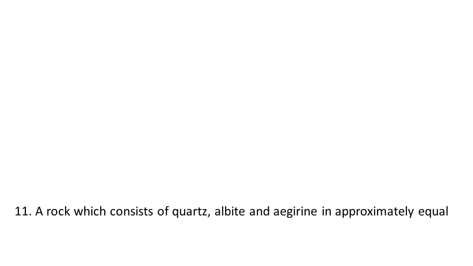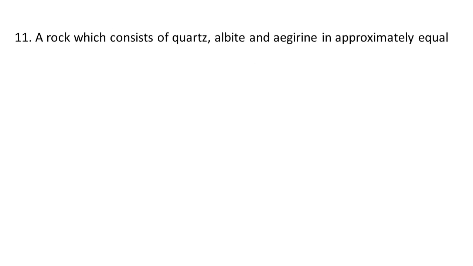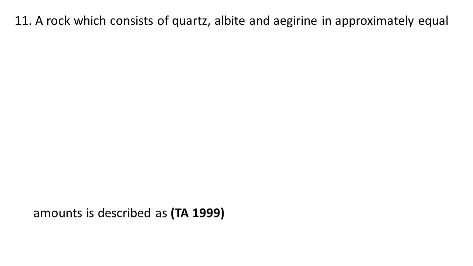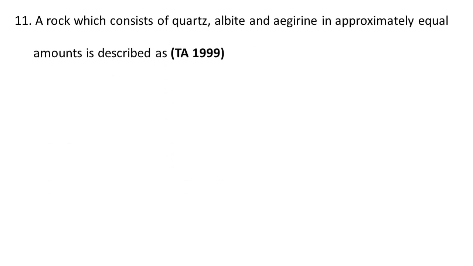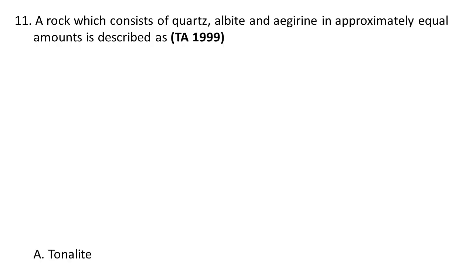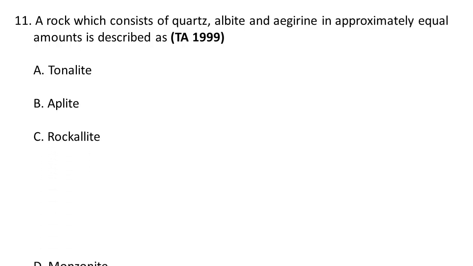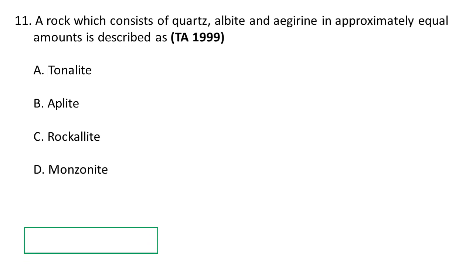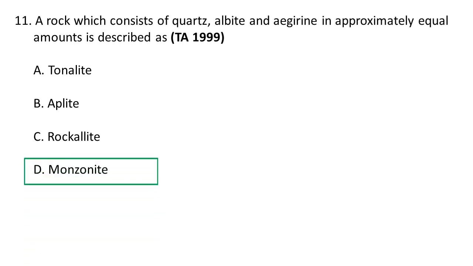Next question. A rock which consists of quartz, albite and oligoclase in approximately equal proportions is described as, the options given are A. Tonalite, B. Aplite, C. Rockallite, D. Monzonite. The correct option is D. Monzonite.